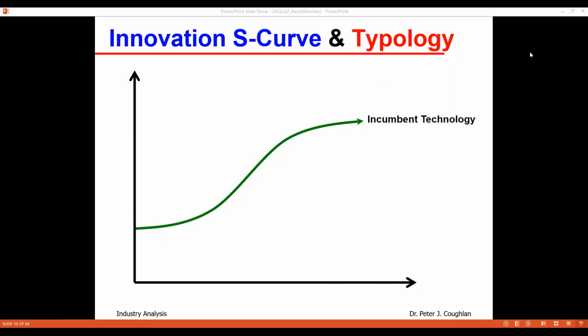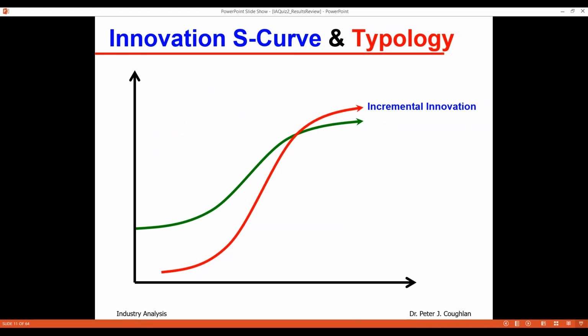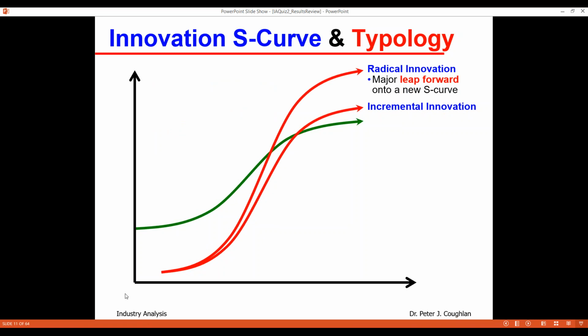But we see that, again, incremental innovation tends to be something that is some sort of a minor leap forward. But again, when it first emerges, it tends to underperform the existing technology, but eventually overtakes performance of the incumbent technology. A radical innovation tends to be a major leap forward onto a new S-curve. And this is the idea that a radical innovation comes along and it ends up being a significant change.